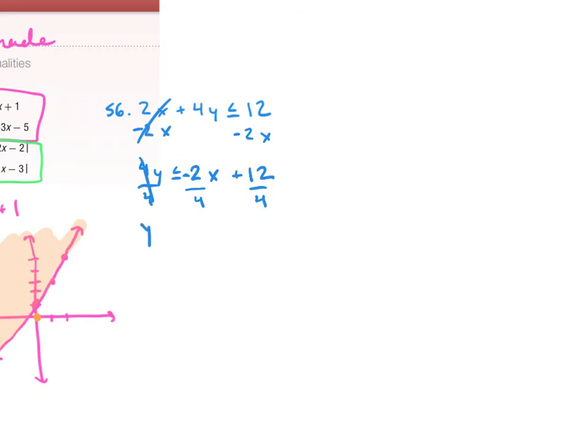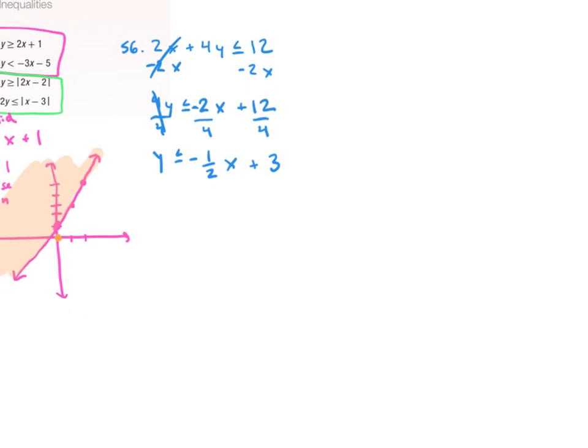So the 4's cancel out, so we have y is less than or equal to. What is negative 2 divided by 4? How can we simplify that? Negative 1 over 2 x. And then what's 12 divided by 4? 3. So now what's our y-intercept? So we're going to put that point at our y-axis. So we go up 3. Our first point's right there.